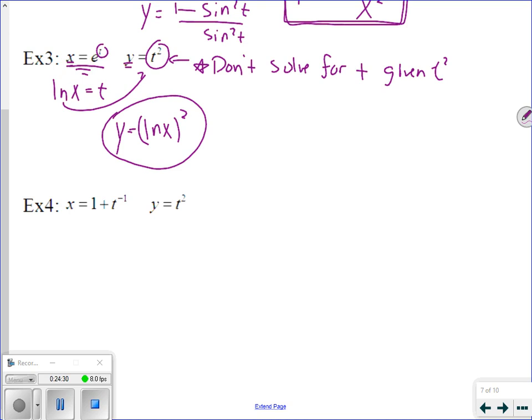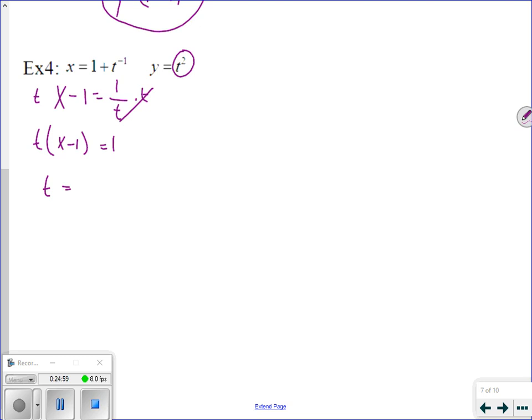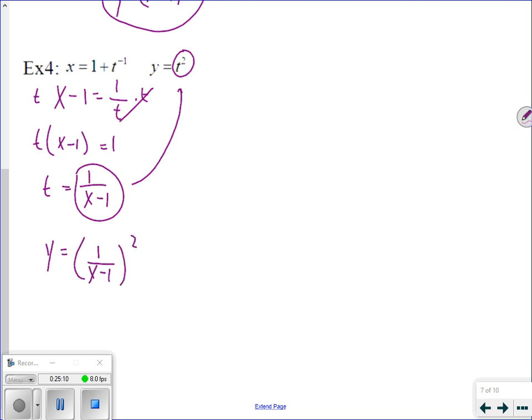And then lastly, same thing. We got a parametric equation, an x equals and a y equals. If I want to eliminate the parameter, I want to plug one in for the other. Again, I wouldn't try to solve for t on this side, but let's try to solve for t on the other side. This would be x minus 1 equals 1 over t. I can multiply both sides by t, so I get t times x minus 1 equals 1. Then I can divide by x minus 1, take this t, and plug it up here. So finally I get that y equals 1 over x minus 1, squared.